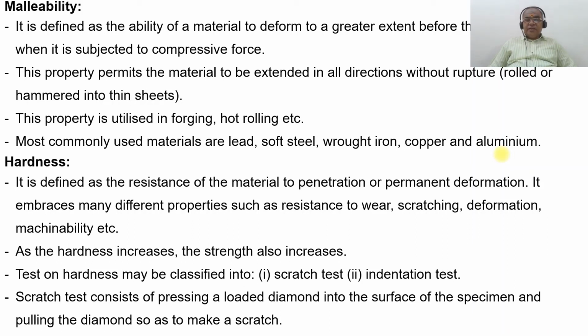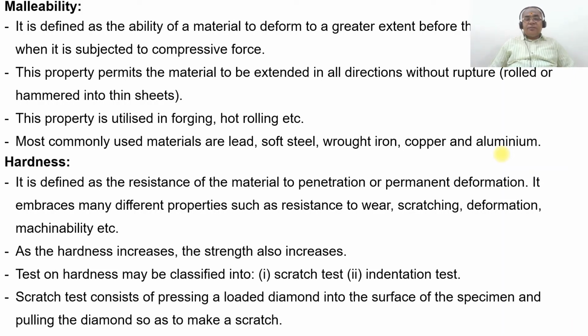Then comes another property, which is hardness. It is defined as the resistance of a material to penetration or permanent deformation. When the material undergoes penetration, if the material is easily penetrated, then you have less hardness. If it's not possible, then it has more hardness. It's a permanent deformation. It embraces many different properties such as resistance to wear, scratching, deformation, machinability, etc.